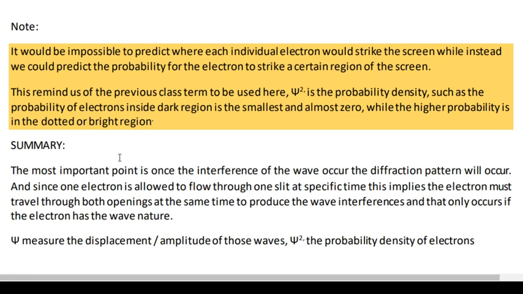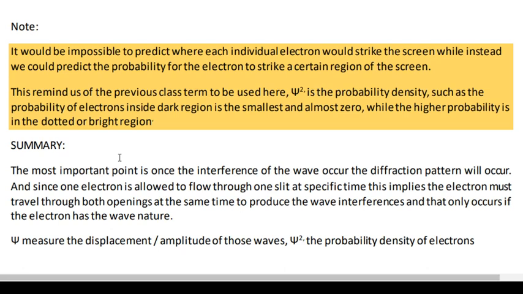In other words, if the electron had particle nature, only one particle would pass through one single slit at a specific time. It is impossible for one particle-like electron to pass through both slits at the same moment. This is impossible unless it has wave nature, and this is what we proved: the electron has wave nature.